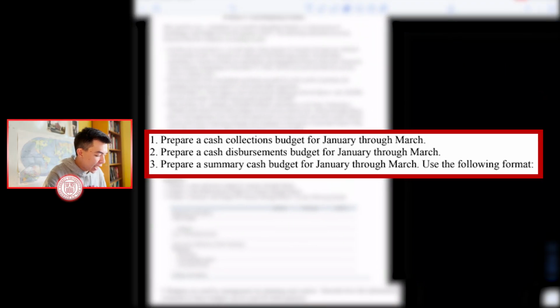So part 2 is asking to prepare a cash disbursements budget for January through March. So cash disbursements is the opposite of cash collections. Cash disbursements is when you spend cash to receive raw goods so you can transform them and then sell them as a product. For example, when Starbucks buys coffee beans from, let's say, Ethiopia, that is an example of a cash disbursement, right? They're paying money to get those coffee beans so they can use it in their store.